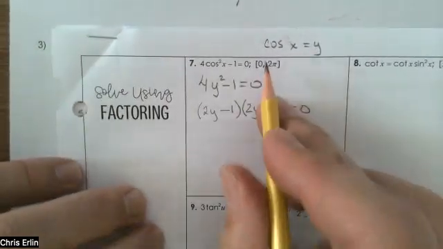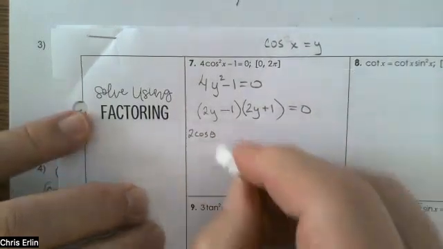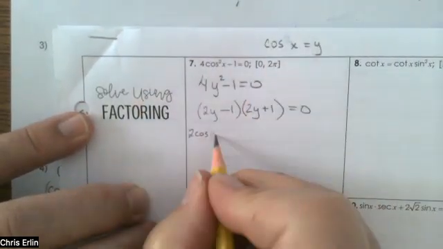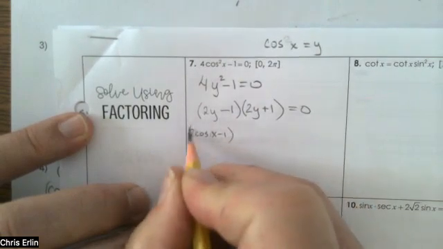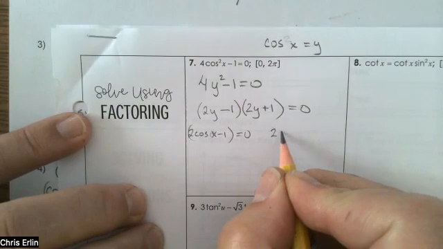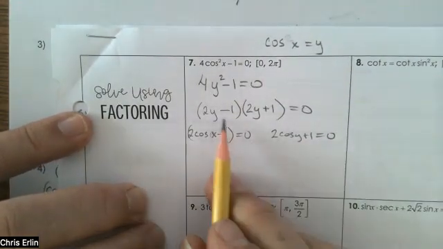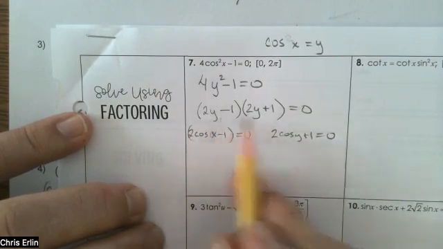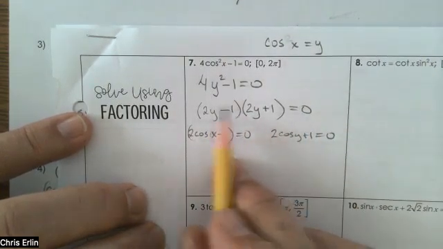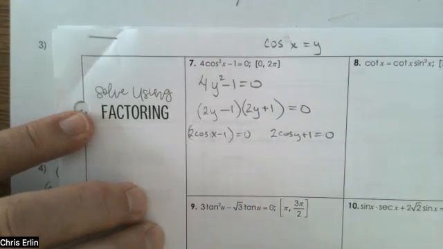Now I can come back and plug in what I wanted. 2 times the cosine of x minus 1. That part could equal 0. Or 2 times the cosine of x plus 1 could equal 0. Remember, when we have two factors multiplied together to make 0, one of them must be 0. So I apply the zero product property.